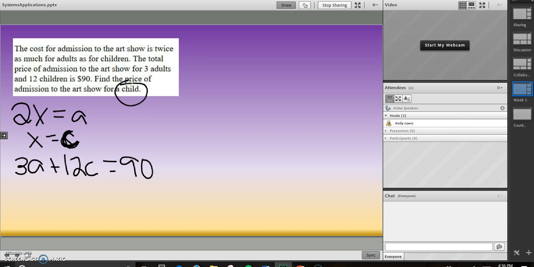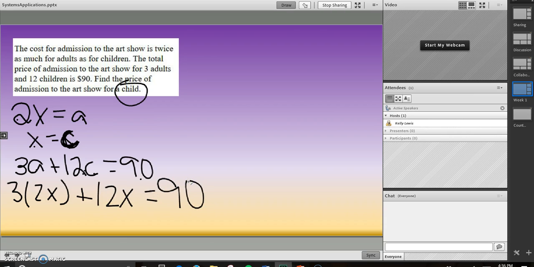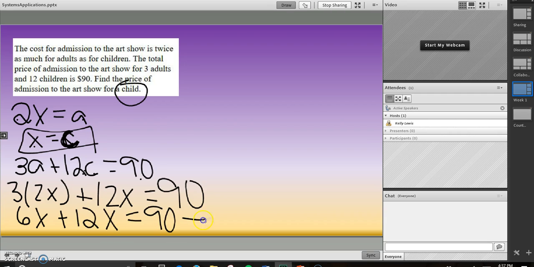All right, so I just took the words that they said and put them in an algebra equation. 2 times some amount as an adult. That amount is the price of the child. Then they have 3 adults and 12 children is $90. Now I need to solve and find each one. But I can't have different letters in the equation. I have to have the same letter. So where the A is, I'm going to put 2x. Where the C is, I'm going to put x. And figure out the price of the child. That's what that stands for. So I get 6x plus 12x equals 90.